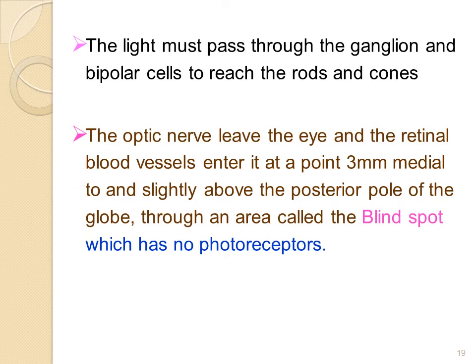The optic nerve leaves the eye and retinal blood vessels enter it about 0.3 millimeter medial to and slightly above the posterior pole of the globe, through an area called the blind spot, which has no photoreceptors. The blind spot does not have any rods or cones, so the optic nerve leaves the eye and the retinal blood vessels enter through this area called the blind spot.